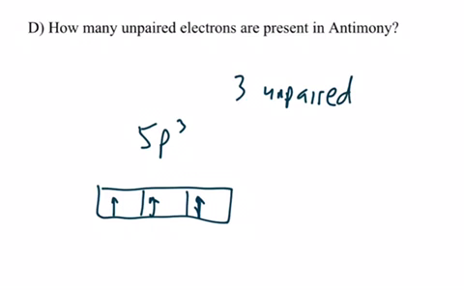So anytime you're asked to find unpaired, just do the orbital diagram for the very last one and identify how many arrows are unpaired. If a box is blank, that doesn't count. It has to be an arrow by itself in one of the boxes.